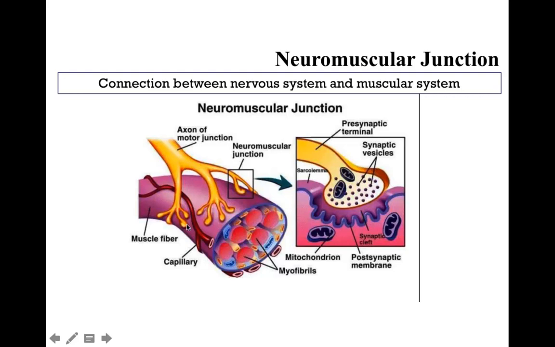Here's a little bit of detail on the neuromuscular junction. This is the connection between the nervous system and the muscular system. This is a blow up of what we saw earlier. It's kind of a cartoon. So here's a capillary or blood vessel that's supplying oxygen to the muscle. Here's the axon of the motor neuron, and then here's the neuromuscular junction.